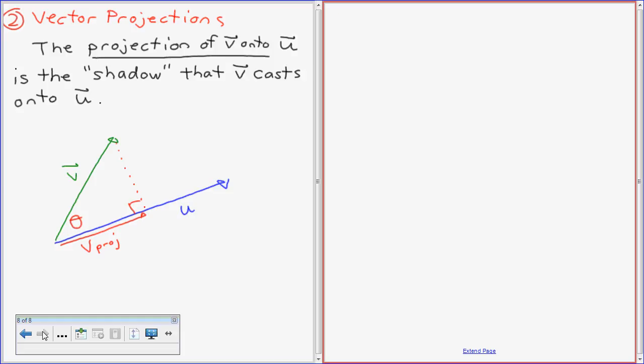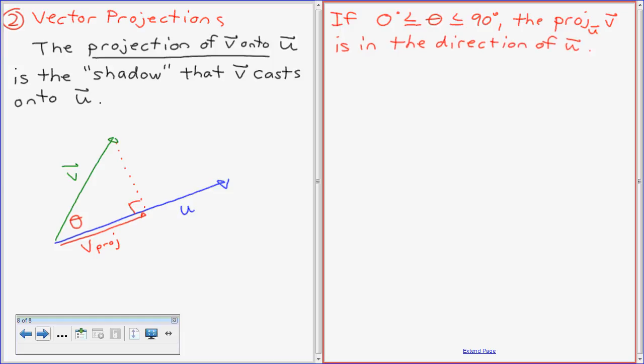So we're going to say if 0 degrees is less than or equal to theta, which is less than or equal to 90 degrees, the projection of V onto U is in the direction of U. Then we'll say if theta is between 90 and 180, the projection is in the opposite direction. That's the projection of V onto U.